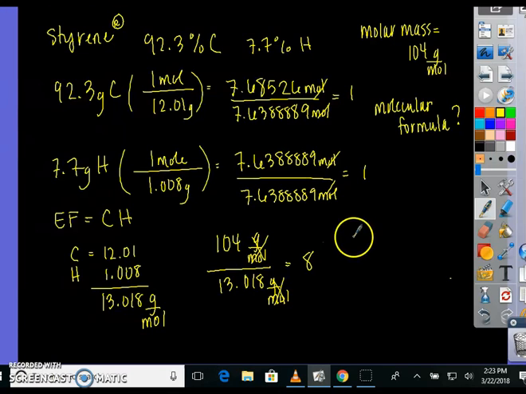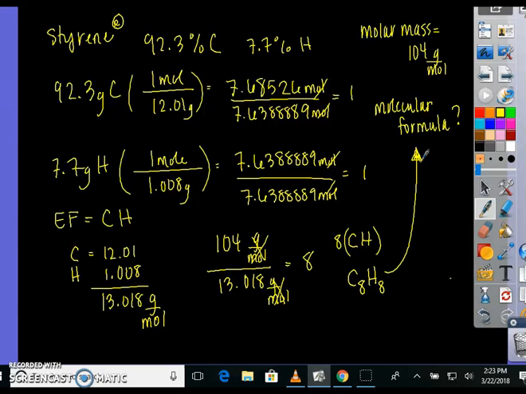So what that means is I'm going to multiply everything in the empirical formula right here, the CH. Remember, this is what we did from here. I'm going to multiply everything by the 8. So the formula for styrene is C8H8. That is its molecular formula.